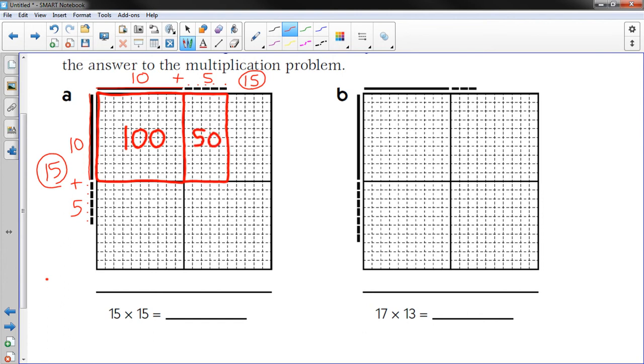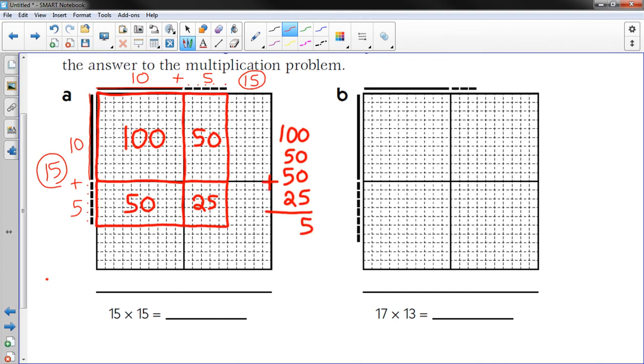Now I'm going to go to the lower left-hand corner. I have 5 times 10 in this area. 5 times 10, well, that's 50. And then to the right, I have a 5 times 5 area. That's 25. Now I just have to add those up. So I have 100, 50, 50, 25, and I would add them up.